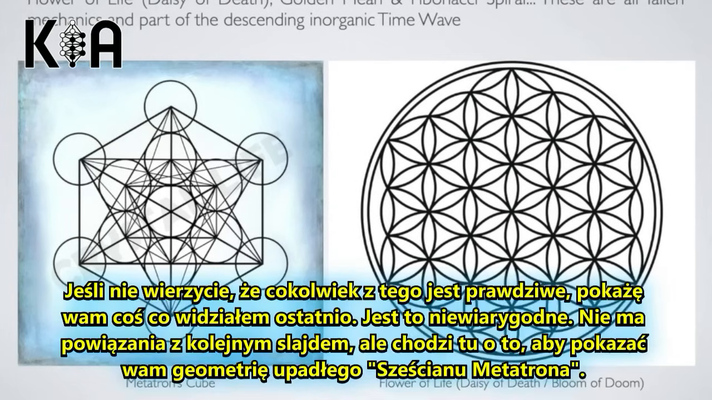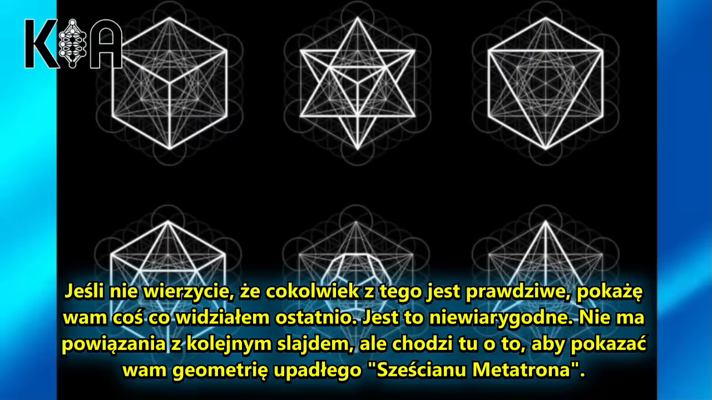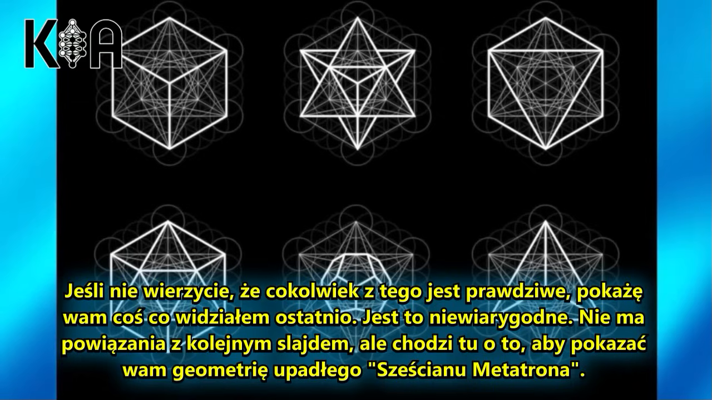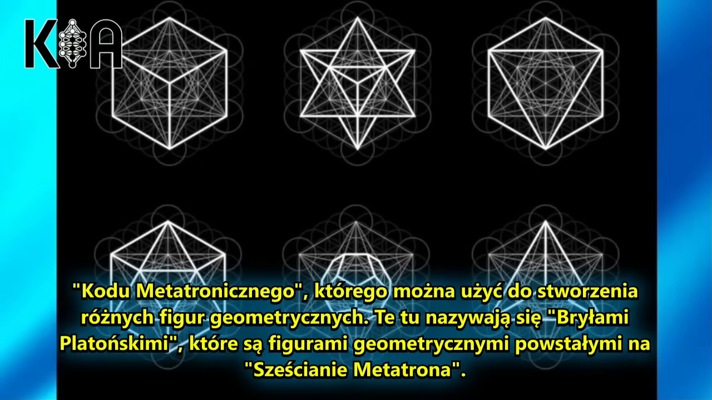So if you don't believe any of this is real, I'm going to show you something now which I've seen recently, which is quite amazing actually. Well, not this, it's the next slide, but this is just to show you the geometry of Metatron's cube, the fallen Metatron's cube, Metatronic code, and that you can use it to create geometric shapes. I believe that these are called the Platonic solids, and these are just geometric shapes that are able to be created on top of the fallen Metatron's cube.